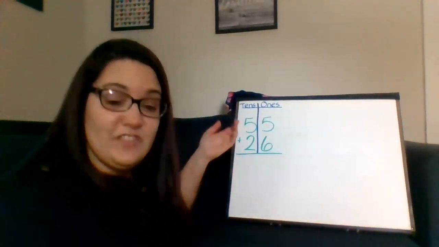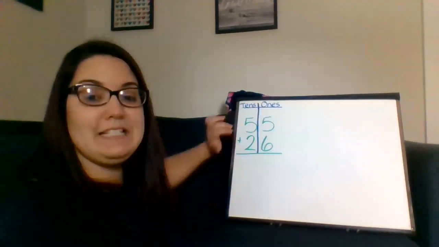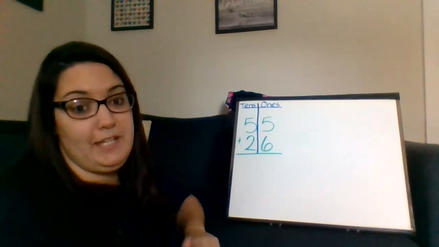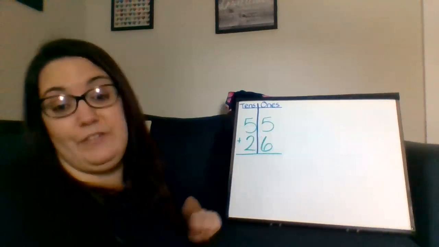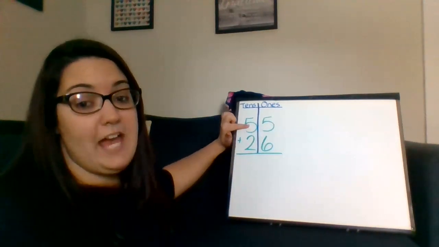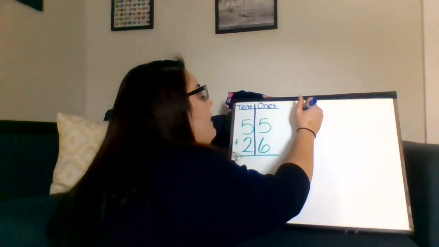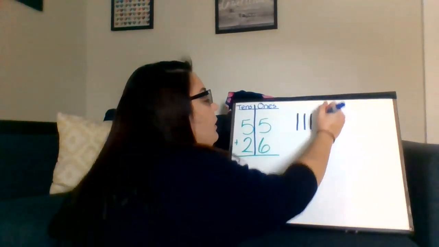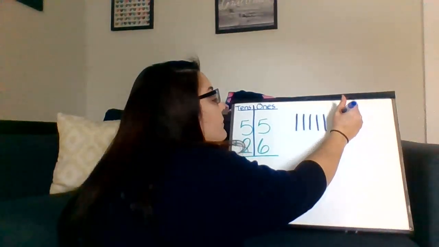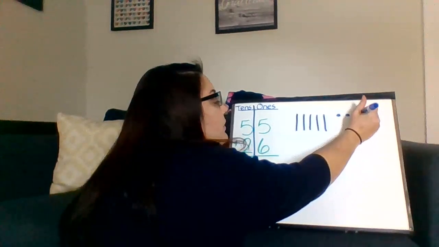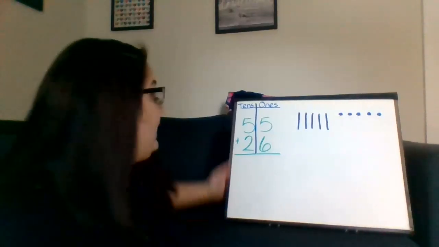This next problem says 55 plus 26. I have 5 and 6 in my ones place and a 5 and a 2 in my tens place. So first, I'm going to start by drawing. Let's draw 55. I need 5 tens and 5 ones to show this number. So I have 1, 2, 3, 4, 5 tens, and 1, 2, 3, 4, 5 ones.